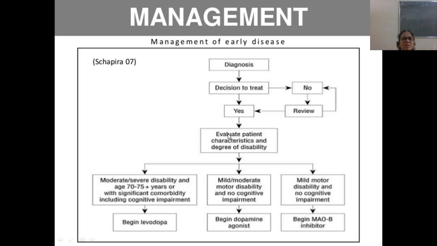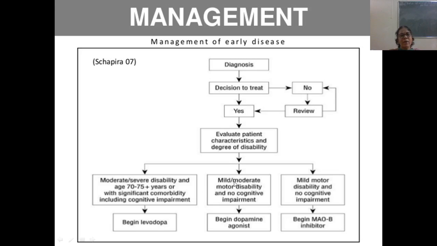Now we will see the management of early disease. Diagnosis is made and a decision is made whether to treat or not. If the decision is no, then the patient has to have periodic reviews. If the decision is yes, evaluate the patient characteristics and degree of disability. Depending on this, if the age is 70 to 75 years or more than 75 years, or there is significant comorbidity including cognitive impairment, then definitely the patient can be started with levodopa.